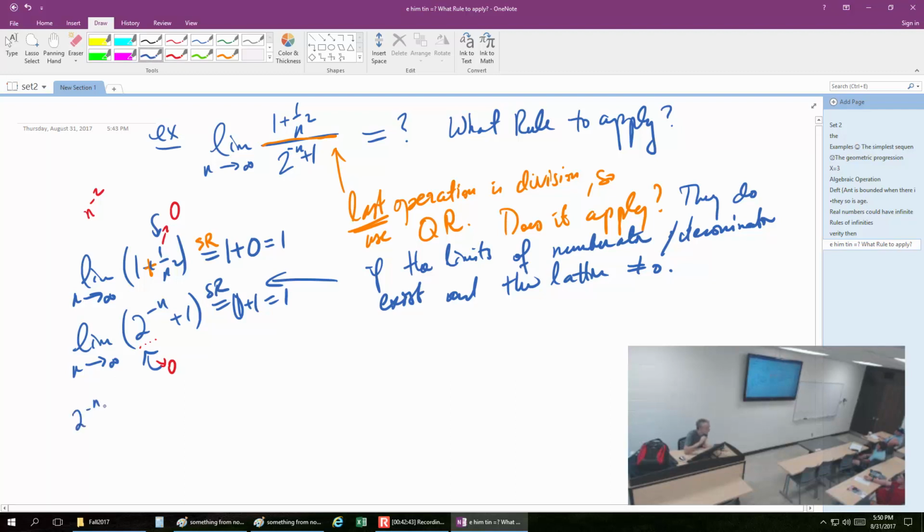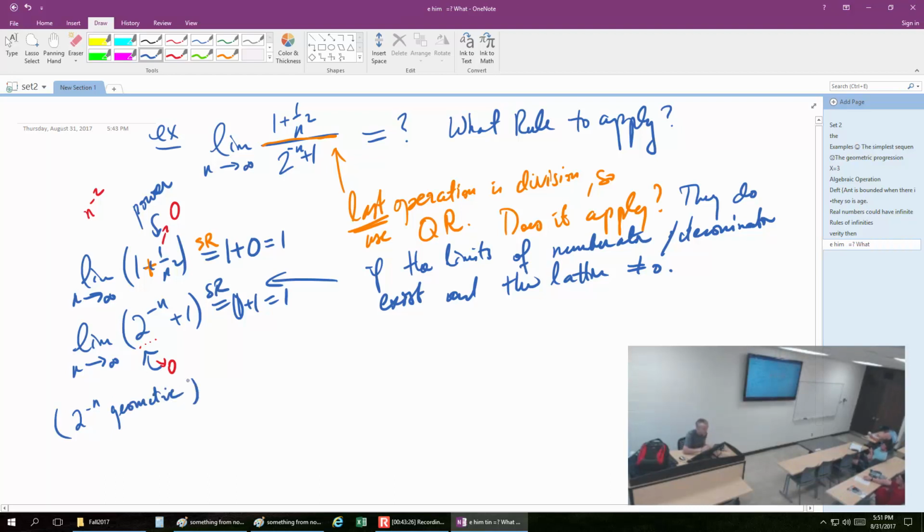2 to the negative n. What kind of sequence is that? This is a power. You can just say it's a power of n. Okay. This is not a power of n. If it's not a power, then what is it? It is the exponent. Root? No, it's not a root. Root is when the power is fractional, say 1/2, that's square root, 1/3 cubic root. This is an exponent, but we call it a geometric, remember now?